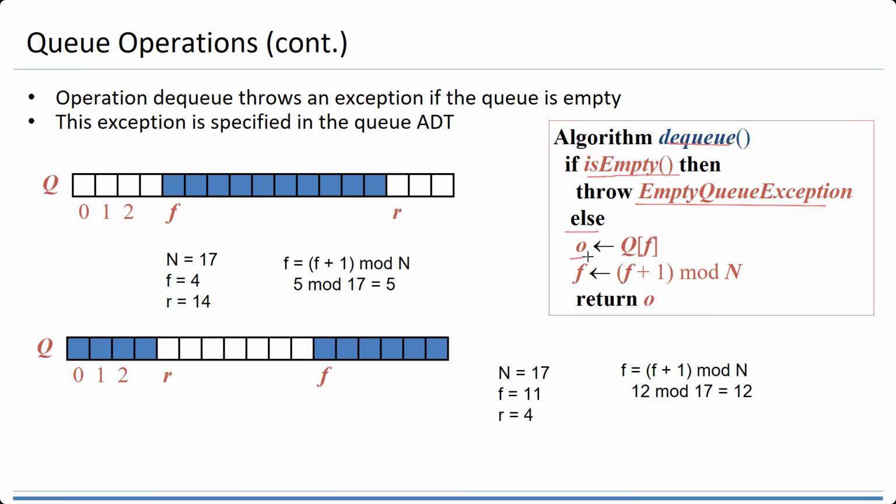Else, just call the index of the front, the QF, it is the front. And then F will be updated with F plus 1 mod n. So this is the same with the R. And then return O. O is the object that you have removed. So the same formula: F plus 1 mod n to update the front.